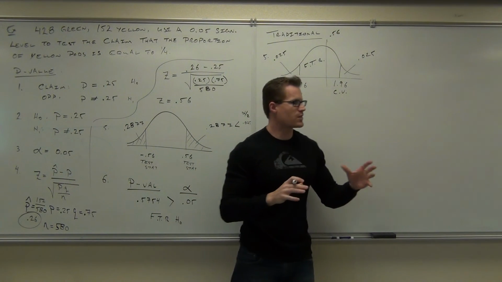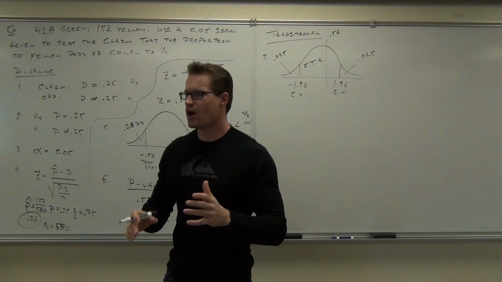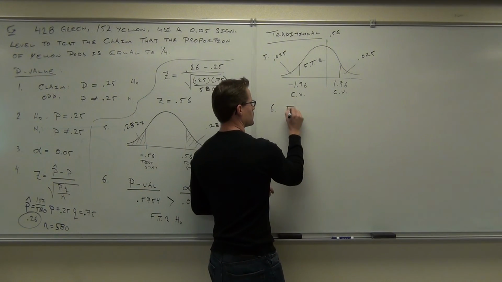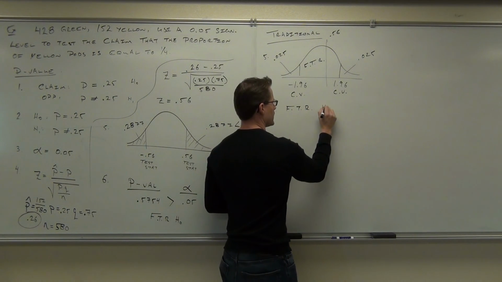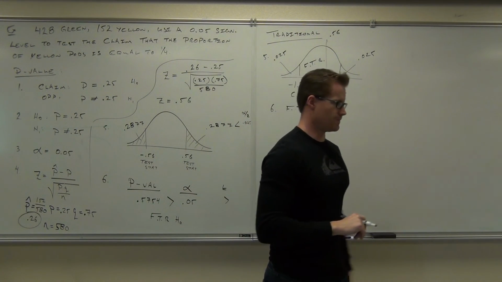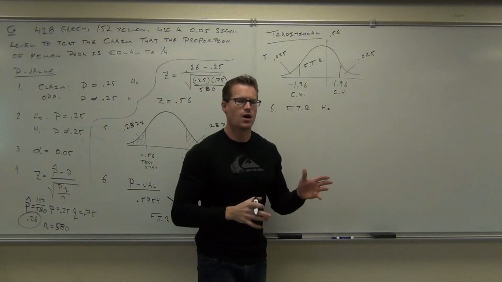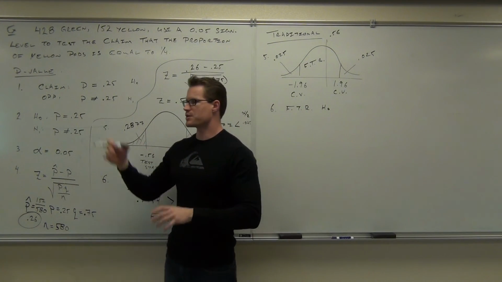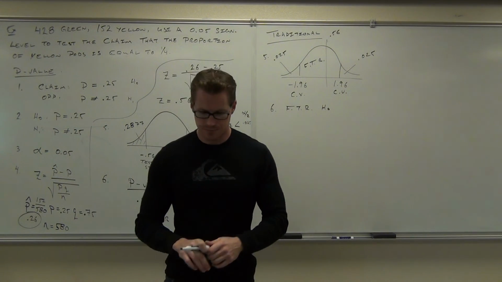So that tells us right there, if we're in the fail to reject region, we have the same exact conclusion. You're going to fail to reject H sub 0. And we have the same conclusion, or the same interpretation. We have that there is not enough evidence to state the claim or prove the claim that the proportion of yellow pods is equal to a quarter.